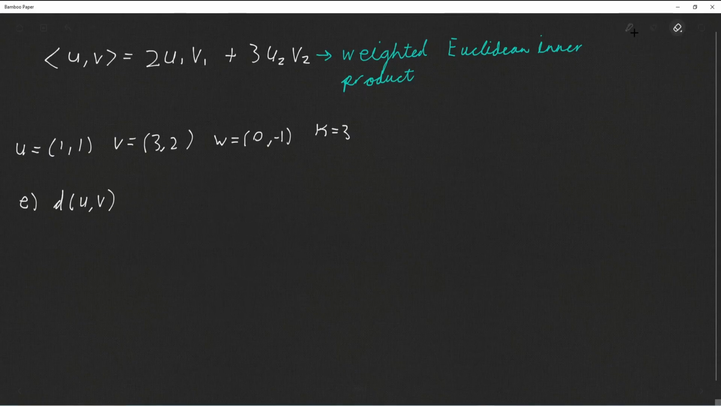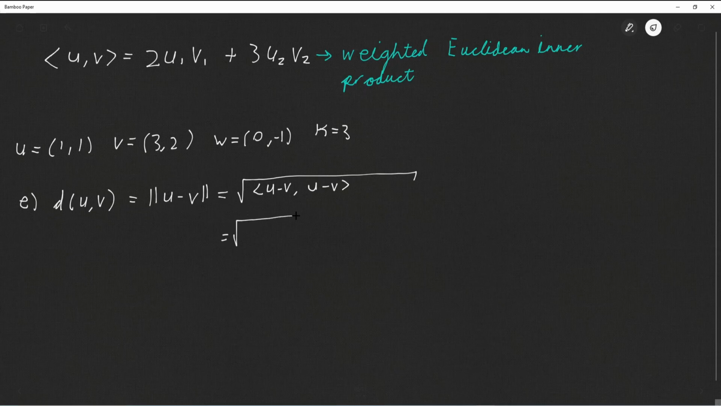So for question E, we have the d of u and v. So this is going to be the magnitude of u minus v, which is the same thing as the square root of the inner product of u minus v with u minus v with itself. So the first thing we're going to do is keep our square root, but we're going to subtract u and v.